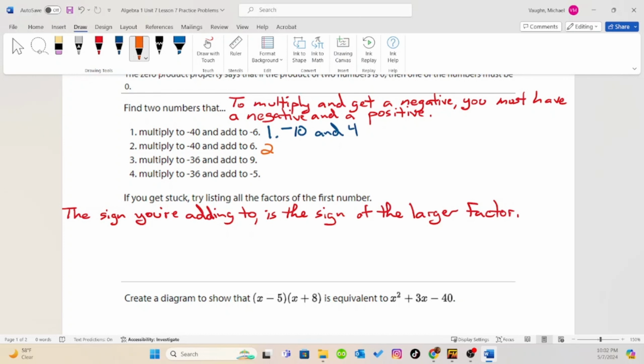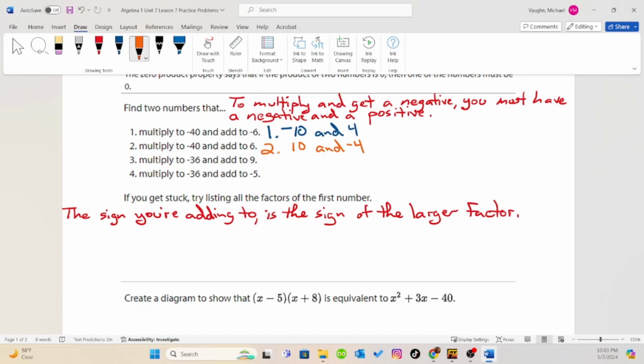Number 2. Again, we're looking to multiply to negative 40, but this time we want it to add to positive 6. Since we want to add to a positive, we are going to put the positive with the larger factor. So this time, instead of negative 10 and positive 4, we're going to have positive 10 and negative 4. Again, 10 times negative 4 will equal negative 40, but 10 plus negative 4 will be 10 minus 4, which is positive 6.